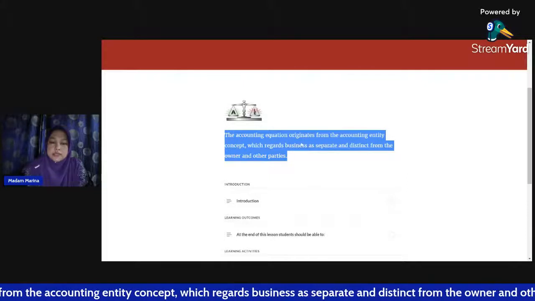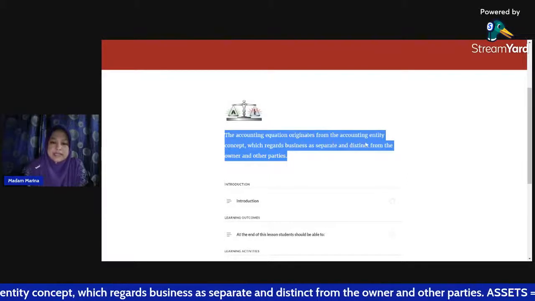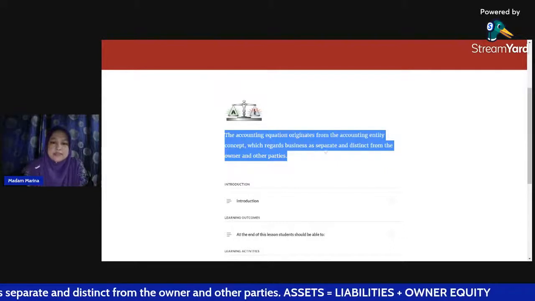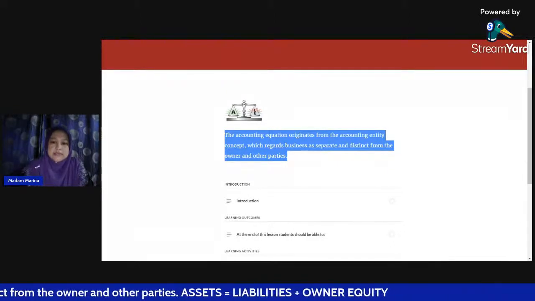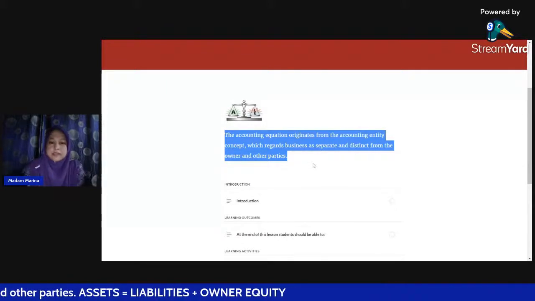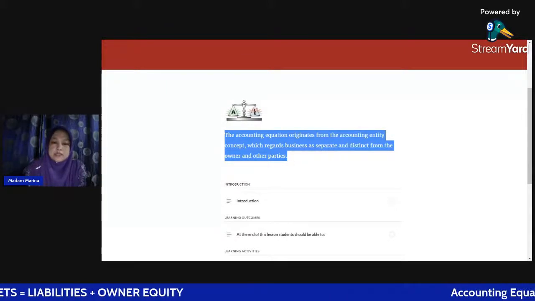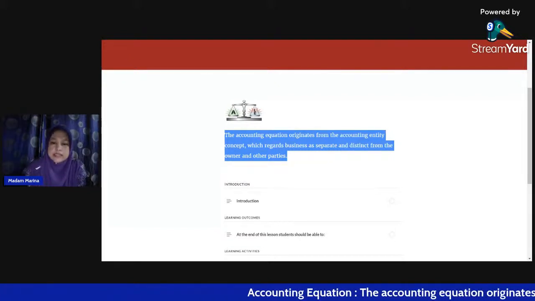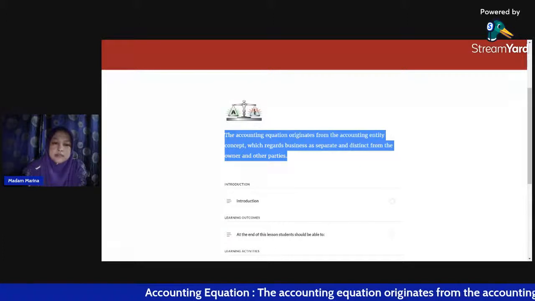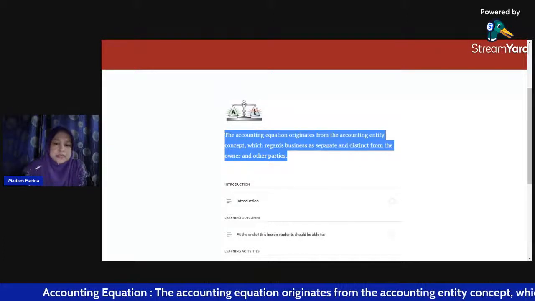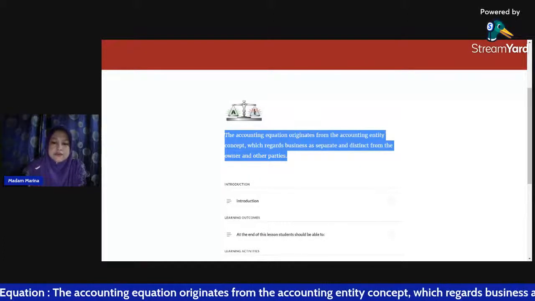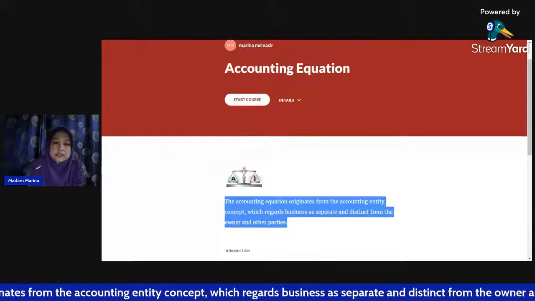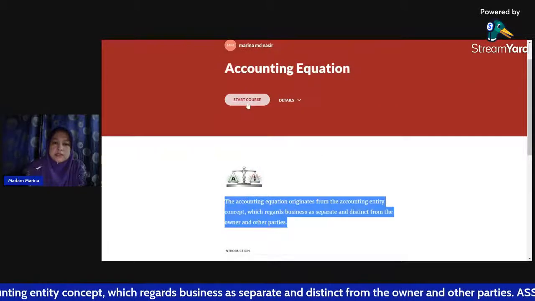The accounting equation originates from the accounting entity concept, which regards business as separate and distinct from the owner and other parties. I repeat, the accounting equation originates from the accounting entity concept that we learned before, which regards business as separate and distinct from the owner and other parties. Okay, we start the course.